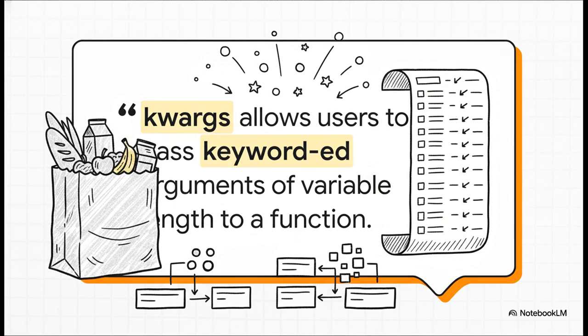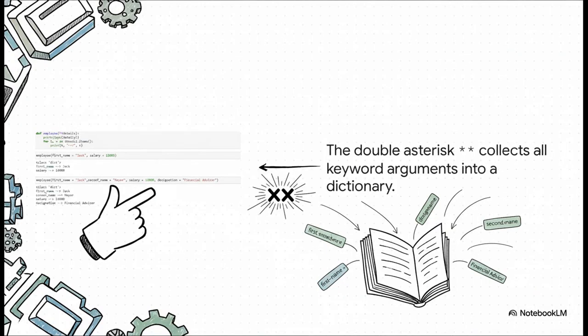Okay, so if *args is like a magic bag for a bunch of items, its cousin, **kwargs, is more like a detailed shopping list. It also handles an unlimited number of inputs, but it's specifically designed to collect named or keyword arguments. And yep, you guessed it, the double asterisk is the key this time.